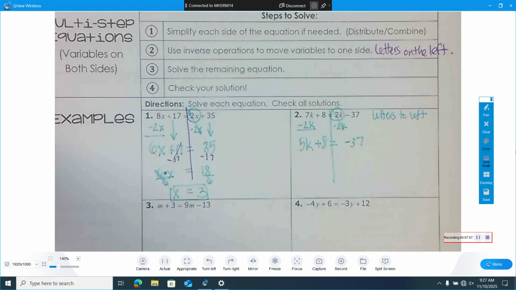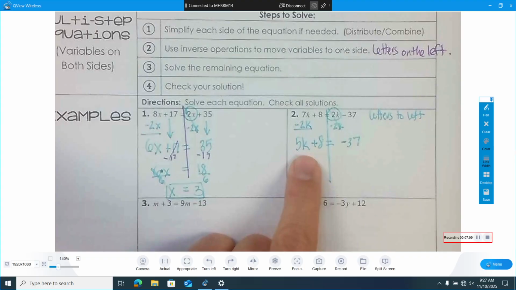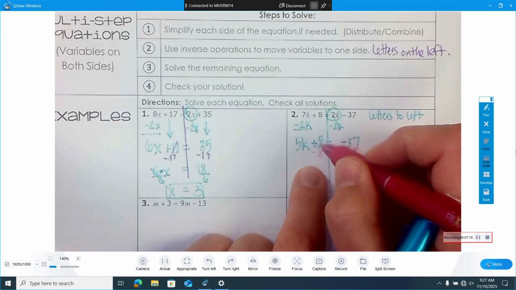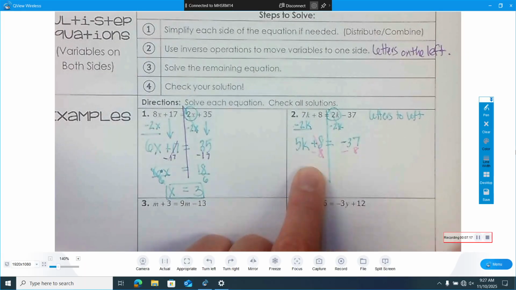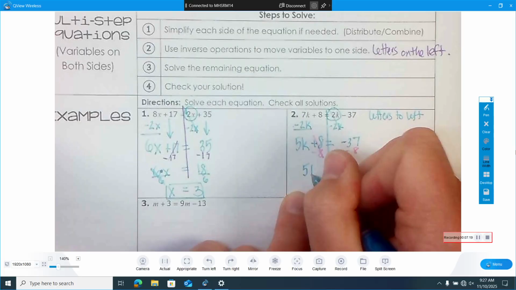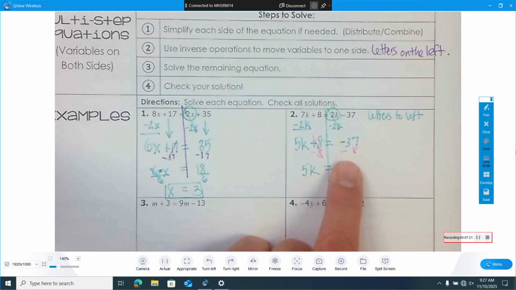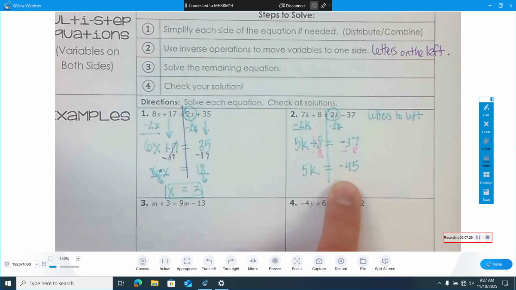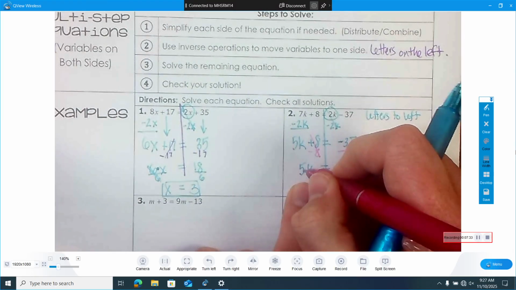All right, now k wants to be all alone, so what can we do? Subtract 8, very good. Subtract 8. Positive 8, negative 8, go away. So we're left with the 5k is equal to a whole lot of negatives here. How many negatives do we have? Negative 45. Lots of negatives there. Negative 45, and then this is 5 times k.